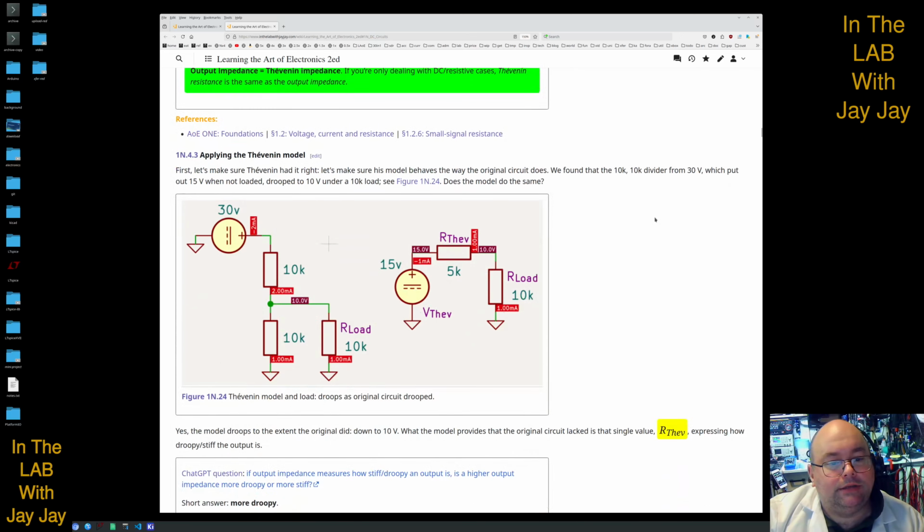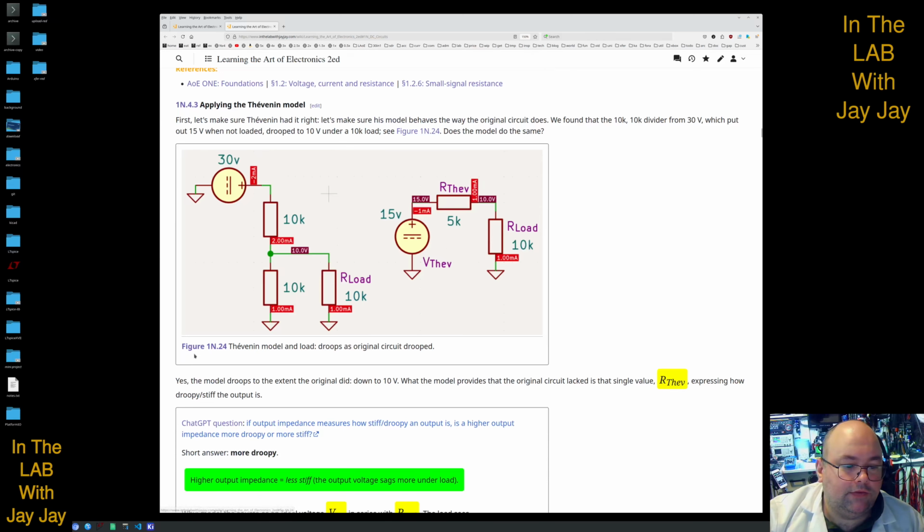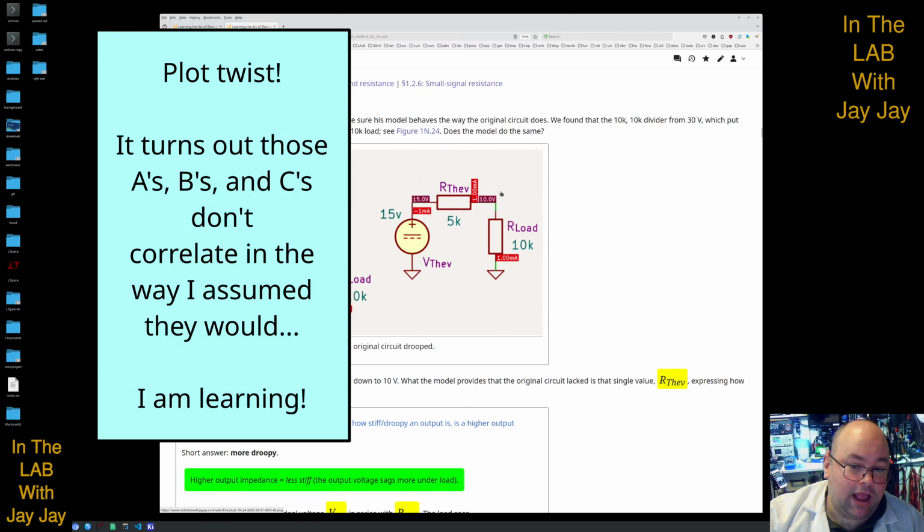And at last, we're up to today's circuit, which we'll be doing. This is Fig-1N.24. This is in the section called 1N4.3, applying the Thevenin model. So what we're going to do here is make sure that Thevenin had it right. We're going to make sure that the model behaves the way the original circuit does. So this is the original circuit, and this is the model, and we're going to make both of them, and then we're going to test points A, B, and C, and points A, B, and C, and compare the voltages and currents through these points or across these points, and see that they stack up.